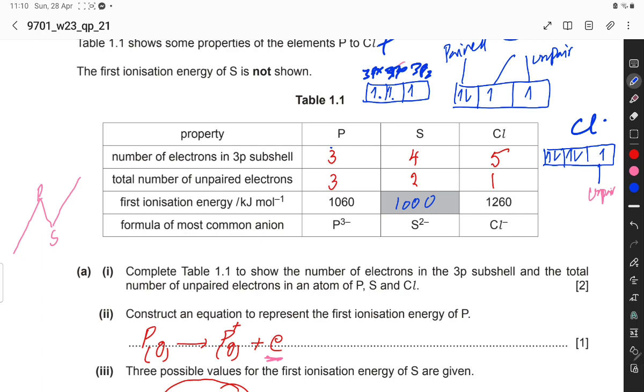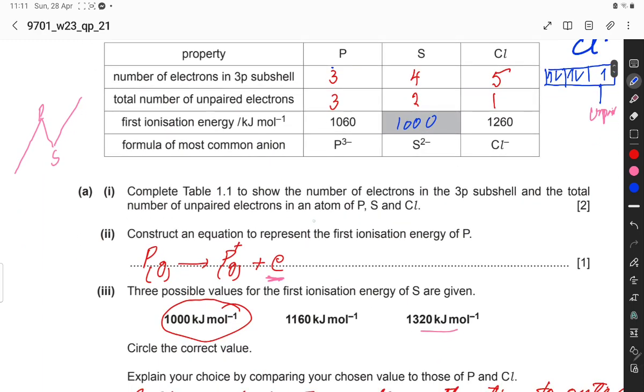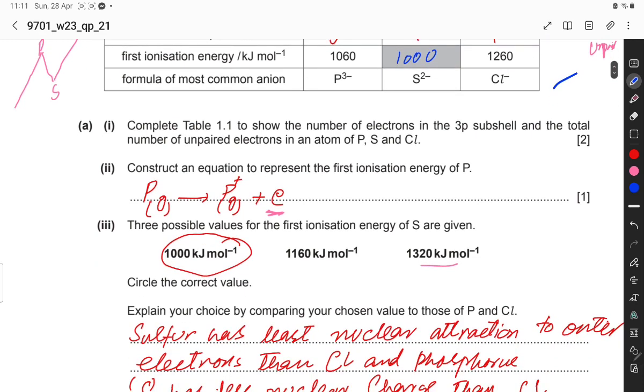According to the general trend, chlorine is going to increase. So chlorine ionization energy is 1260 and sulfur is 1000. Complete table to show the number of electrons in 3p subshells and the total number of unpaired electrons in an atom of phosphorus, sulfur and chlorine. So this is done, and construct an equation to represent the first ionization energy of phosphorus.